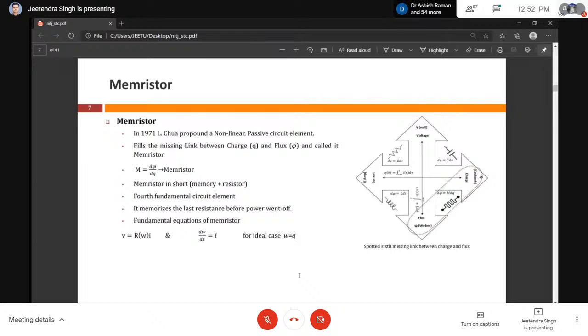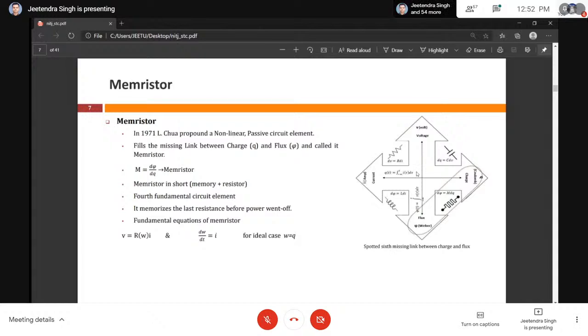So we start with the memristor. What is the memristor? Basically, you know the four electrical parameters: voltage, flux, current, and charge. These are the basic four parameters. If we combine them, taking four choose two, it will give six relations. But it is seen that one relation is missing.